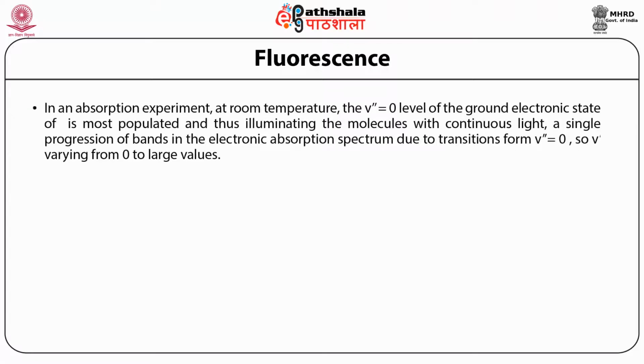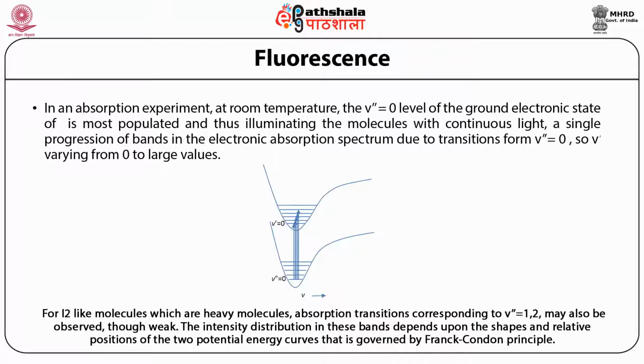Fluorescence. In an absorption experiment at room temperature, the nu double prime equal to 0 level of the ground electronic state is most populated, and thus illuminating the molecules with continuous light gives a single progression of bands in the electronic absorption spectrum due to transitions from nu double prime equal to 0, so nu prime varying from 0 to large values. For the iodine molecule, which is a heavy molecule, absorption transitions corresponding to nu double prime equal to 1, 2, etc. may be observed, though weak.